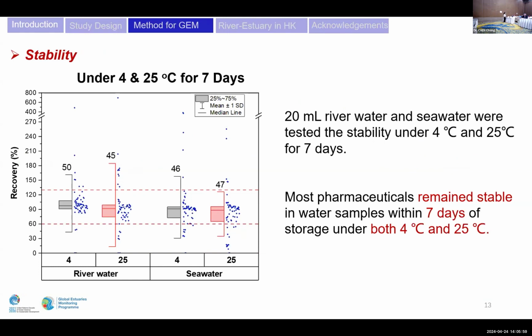Considering the storage and transportation in the GM program, especially when we go across countries and continents, it might take a few days. So we set 7 days as the storage duration and considered 4 Celsius degree and 25 Celsius degree as the storage temperatures. The results showed that most pharmaceuticals can remain stable in water samples within 7 days of storage, at both 4 Celsius degree and 25 Celsius degree.